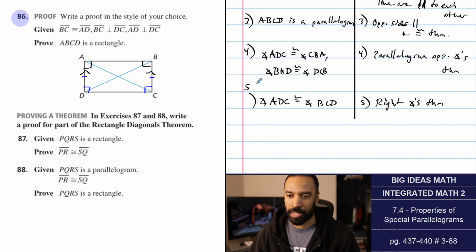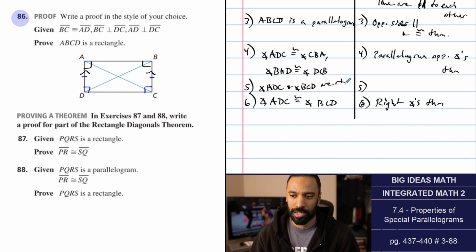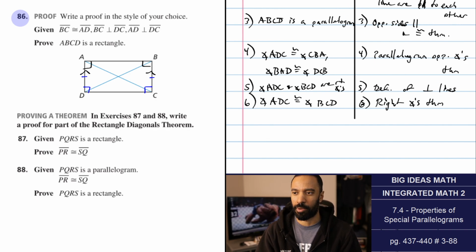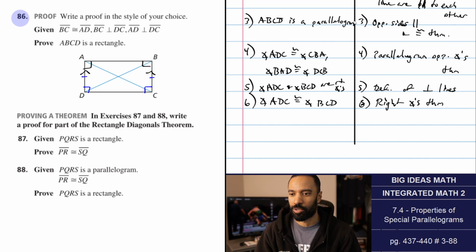Step 5 will be that they're right angles by definition of perpendicular lines. Angle ADC and angle BCD are right angles. Definition of perpendicular lines. And now they're congruent to each other by the right angles theorem. If they're congruent to each other, then by transitive property, they're all congruent to each other. So I could now state that ADC is congruent to CBA.